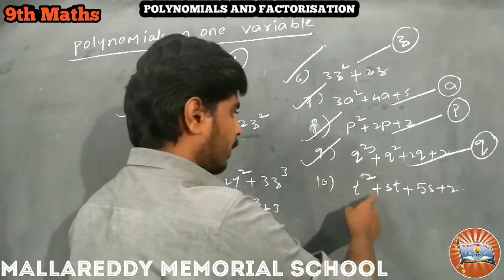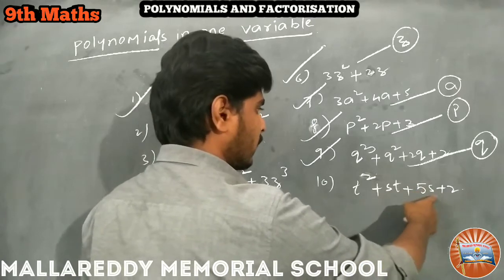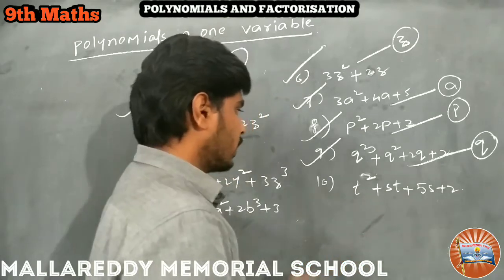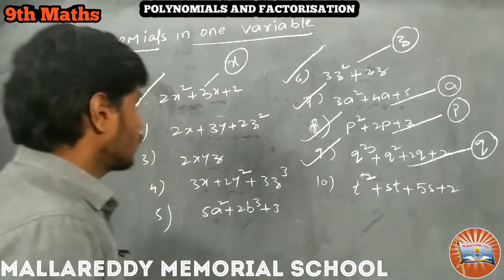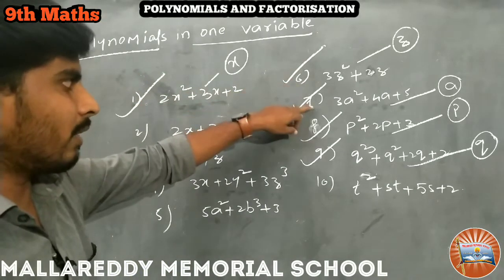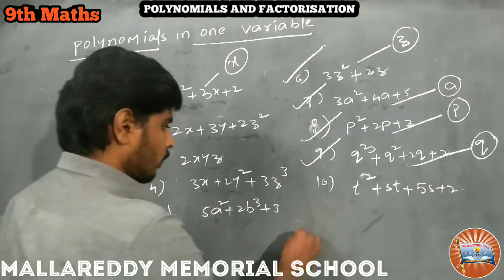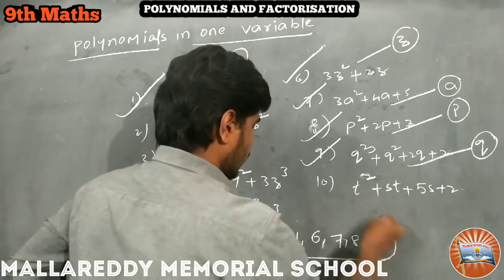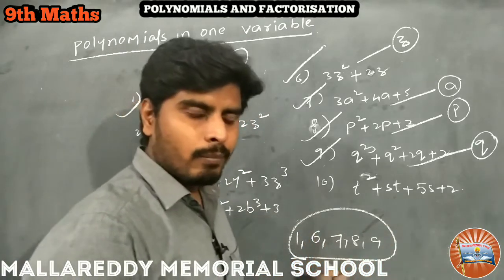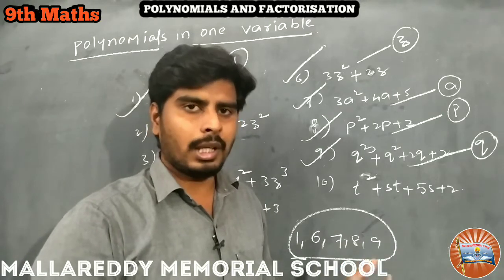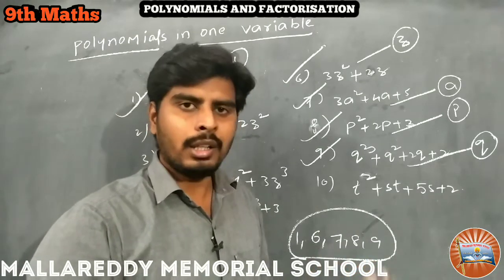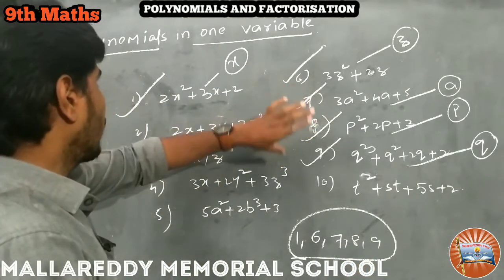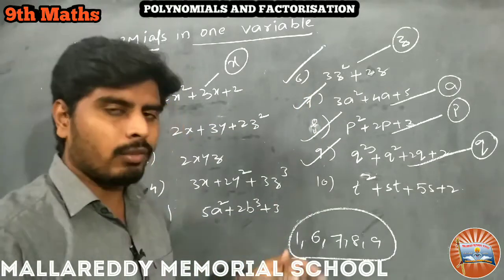The tenth one, t square plus st plus 5s plus 2. How many variables are involved here? Two variables, t and s. So this does not belong to our criteria. So the first one, and the sixth, seventh, eighth and ninth ones are polynomials in one variable. There may be a, b, c, x, y, z. We can take any letter of the alphabet as the variable. Involved variables are one. This is about polynomials in one variable.